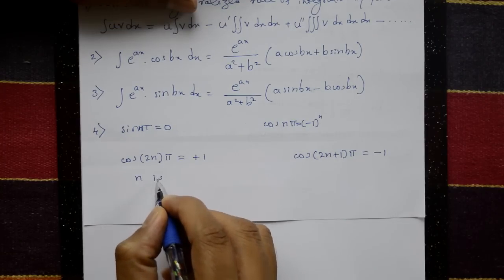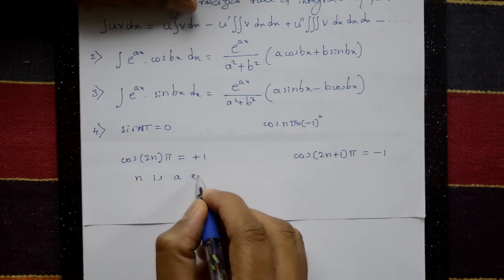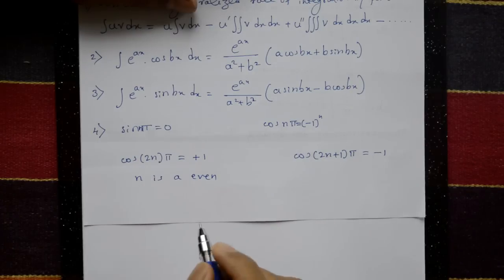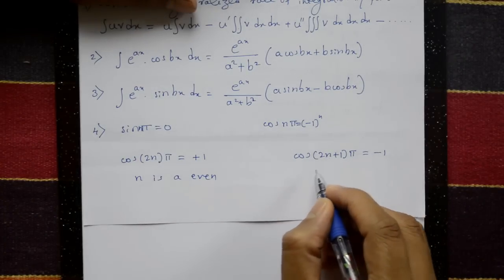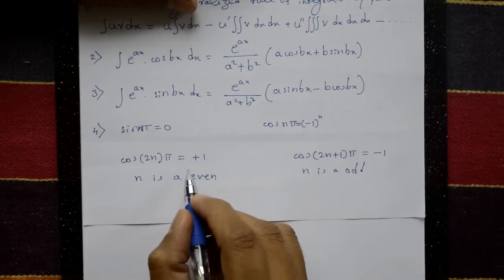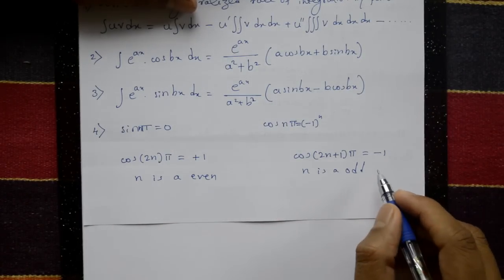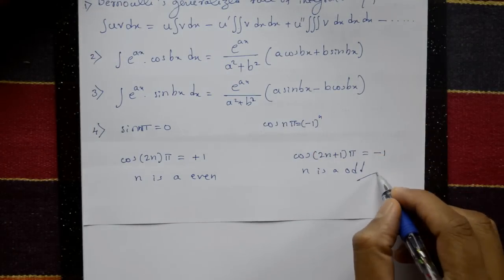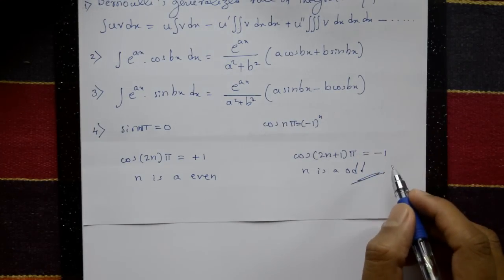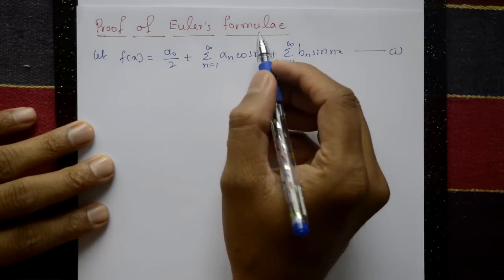When n is even, cos nπ is plus 1; when n is odd, cos nπ is minus 1. You get: n is even means plus 1, n is odd means minus 1. This is a very, very important formula. So using this, we prove Euler's formula.